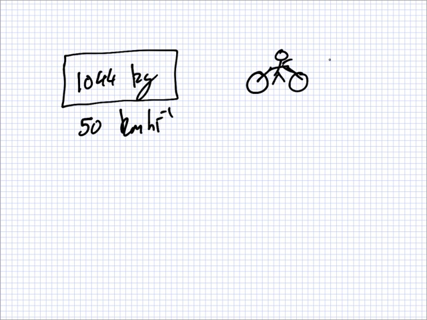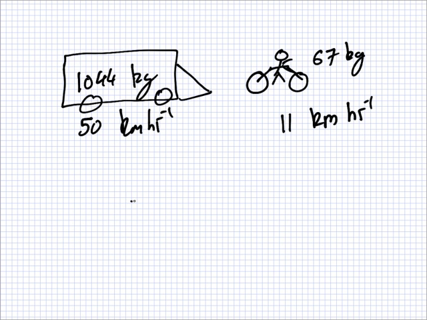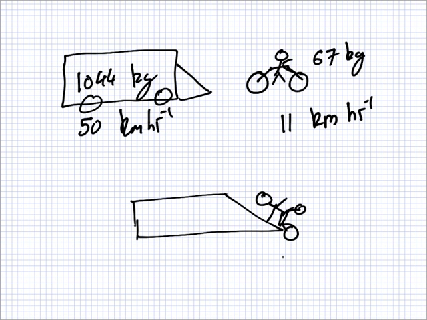And that cyclist is 67 kilograms going at 11 kilometers per hour. Now, I'll draw the car, but actually a bonnet. It's a car. So after the collision, the cyclist and the bicycle are together with the car. So they move off together.